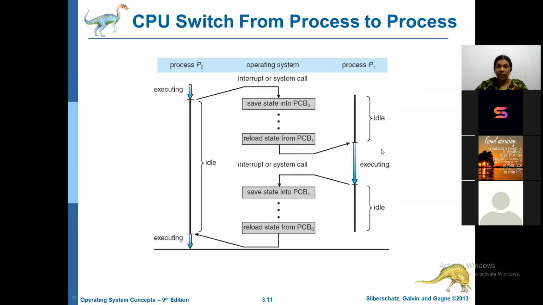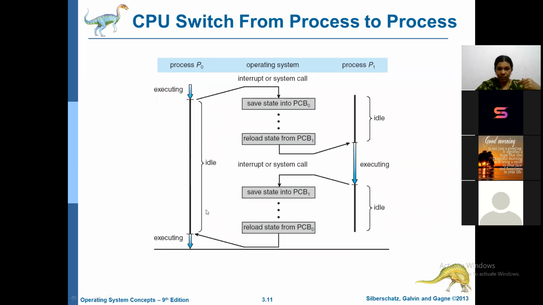So after execution of P1, again it is the work of the operating system to go to the lower priority process which we have stopped. So again it goes to the lower priority process. It reloads state from process P0 on PCB0 and again starts execution. So that's why over here the name is written as executing. Over here it is written executing.